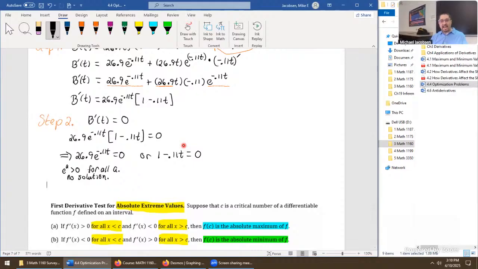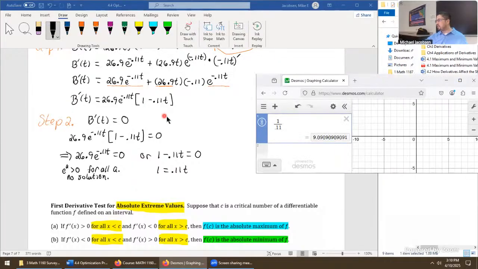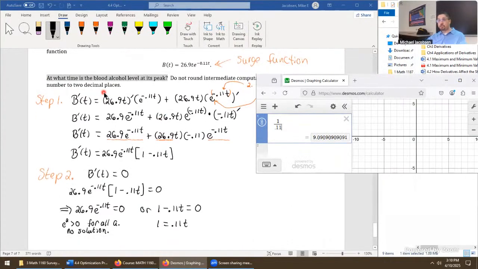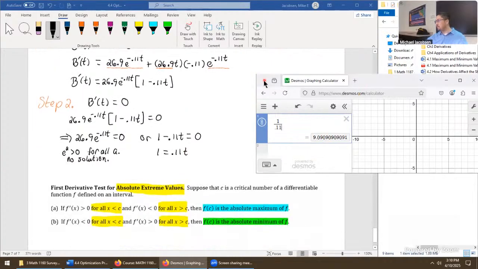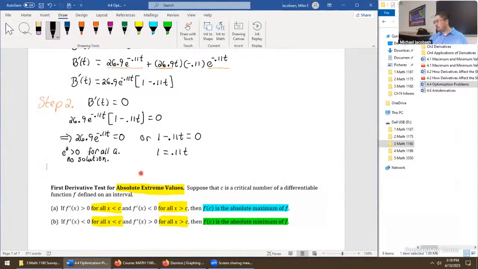So let's add positive 0.11t to both sides. We get 1 equals 0.11t. Divide by 0.11. That's a weird division. Let's go 1 divided by 0.11 in the calculator. And there's got to be some information on rounding. We're going for 2 decimal places. This is time, so 2 decimal places makes a good amount of sense. We'll say 9.09 minutes equals t. And the moment we found that, this concludes step 2.